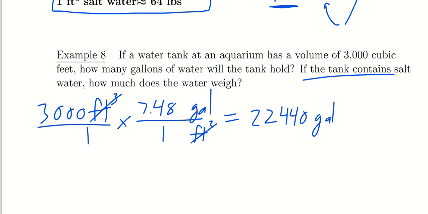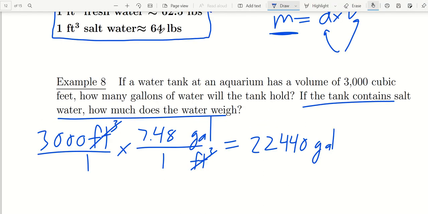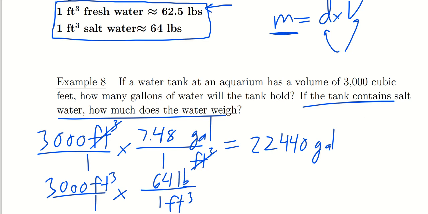As a follow-up question, they say, if the tank contains salt water, how much does it weigh? Well, we know that 1 cubic foot of salt water is 64 pounds. So going back here to our 3,000 cubic feet, I know that 1 cubic foot of salt water has a weight of 64 pounds. The feet units cancel, and so we would get 3,000 times 64, which is going to be 192,000 pounds. Pretty hefty tank.